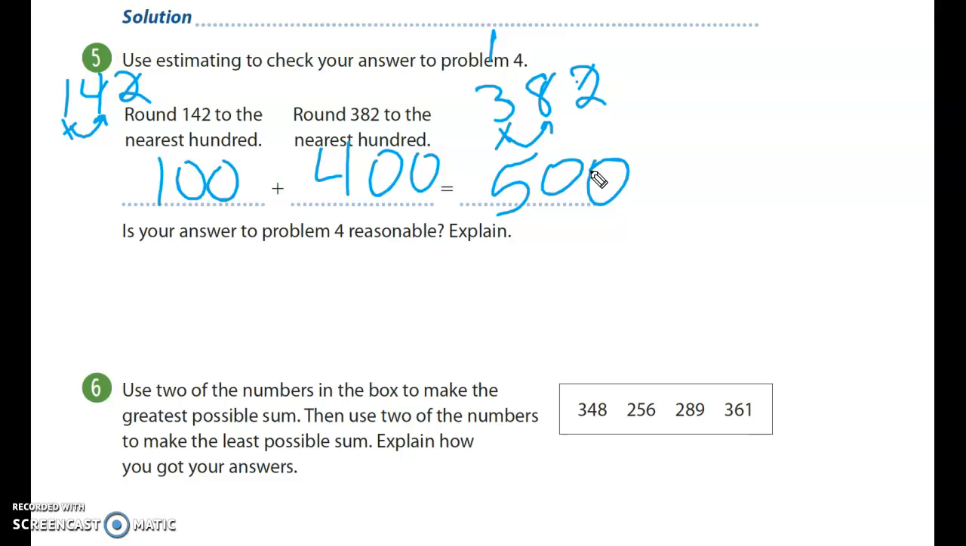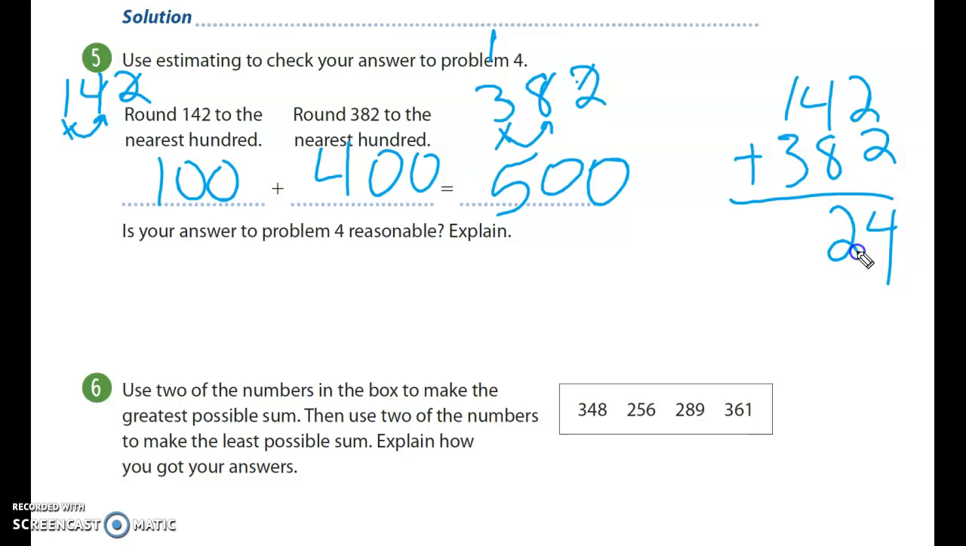Okay. When it says is your answer to the problem number 4 reasonable? Well, it looks like you guys added 142 plus 382. If I add those together, 4 plus 8 is 12. Put the 2 down, carry the 1, 3, 4, 5. Huh. Is that closer to 600 or 500? 500. So was our answer reasonable? Yes or no? Yeah. Yes.